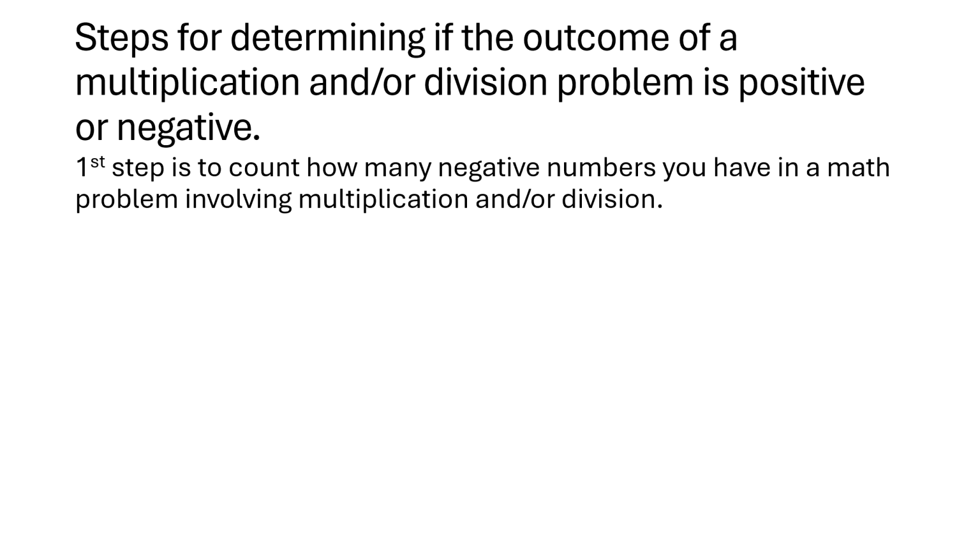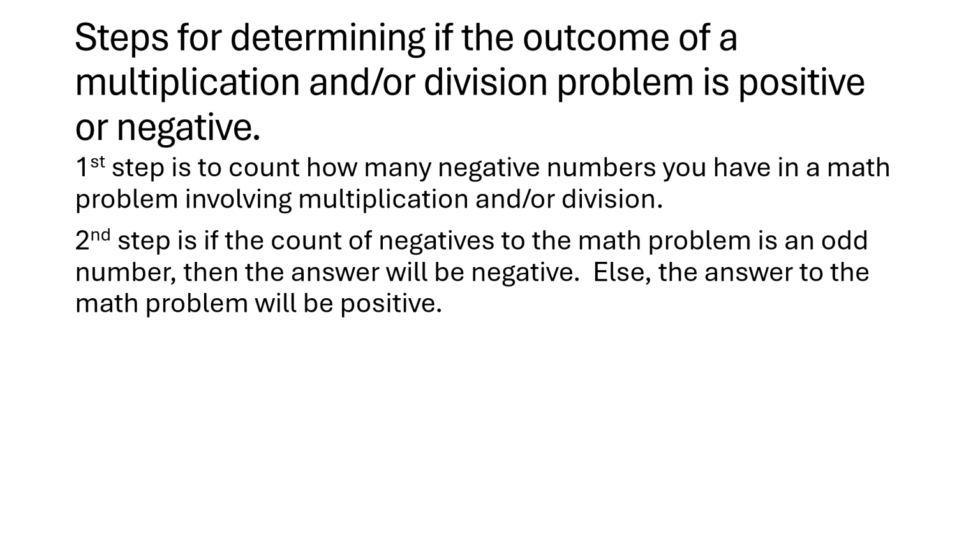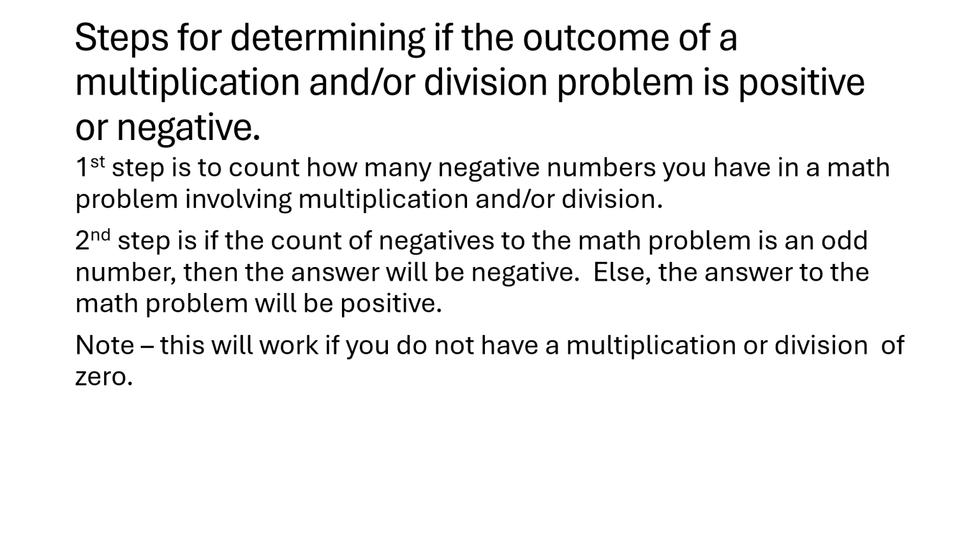First step is to count how many negative numbers you have in the math problem. Second step is to determine if the count you have for the negatives is an odd or even number. And of course, if it's an even number, your answer will be positive. And if it's odd, your answer will be negative. And of course, this will not work if you have times 0 or division of 0 in your multiplication or division problem.